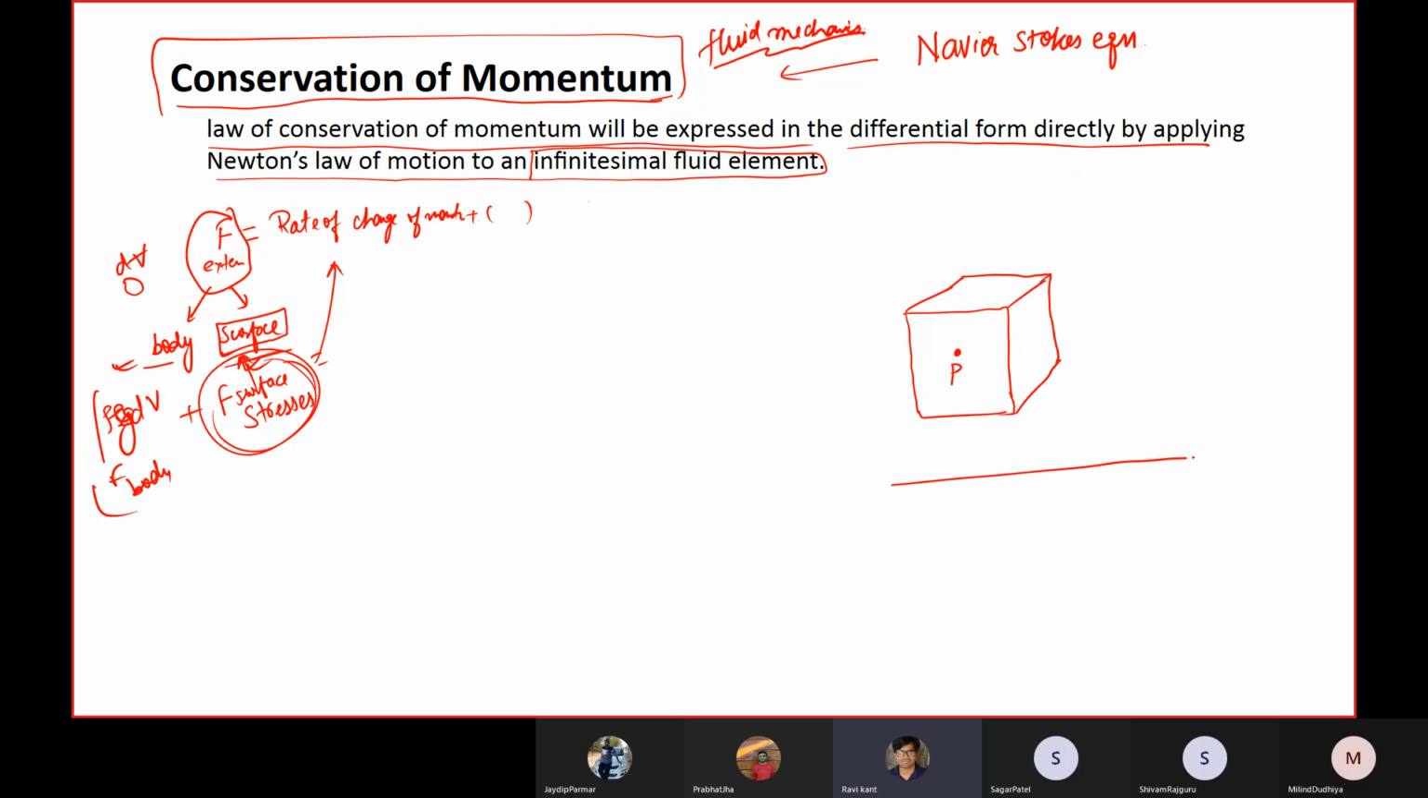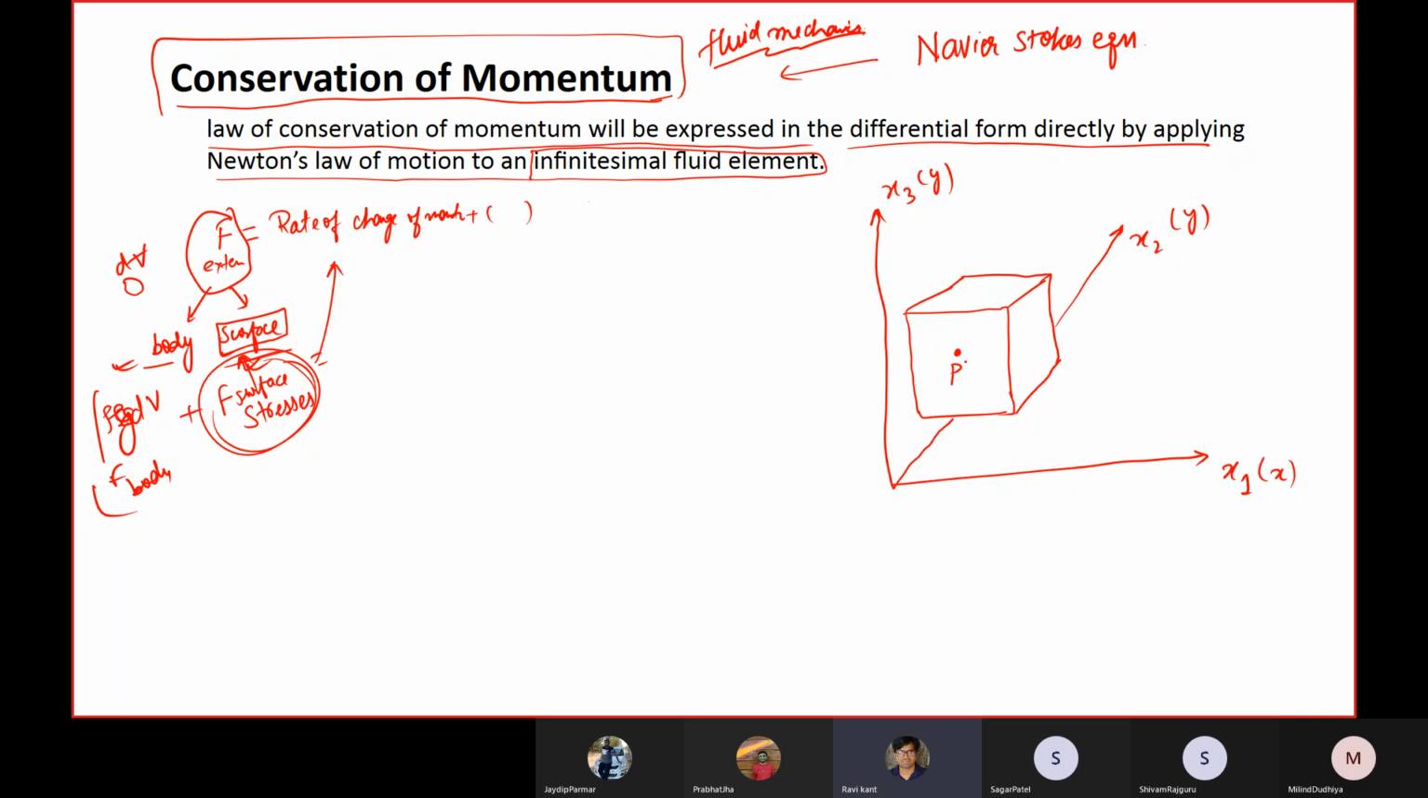Okay, and this is my coordinate system. Let's suppose this is my x1 coordinate or x-axis. This side is my x2 coordinate or my y-axis. This is my small x, this is my y. This is my x3 or my y-axis.